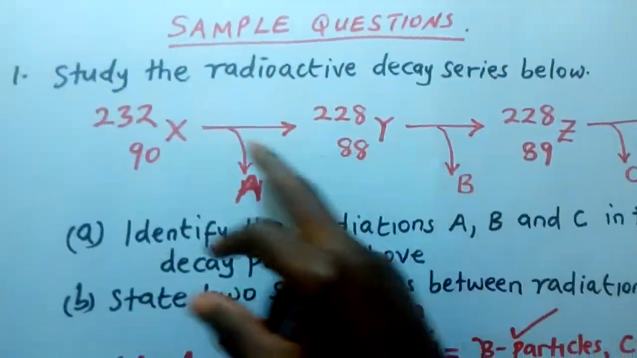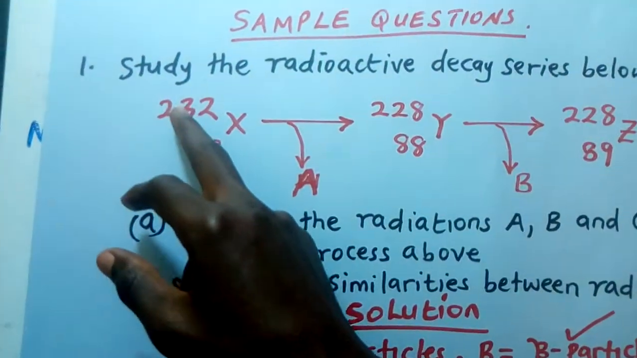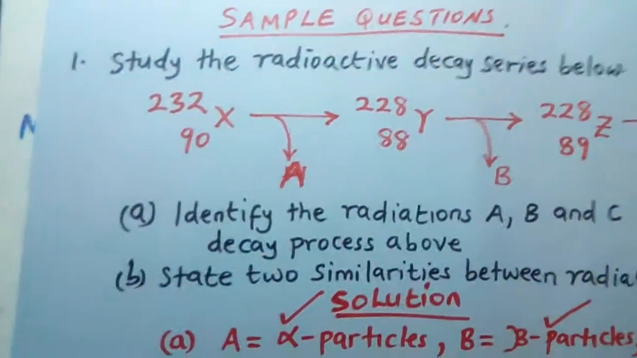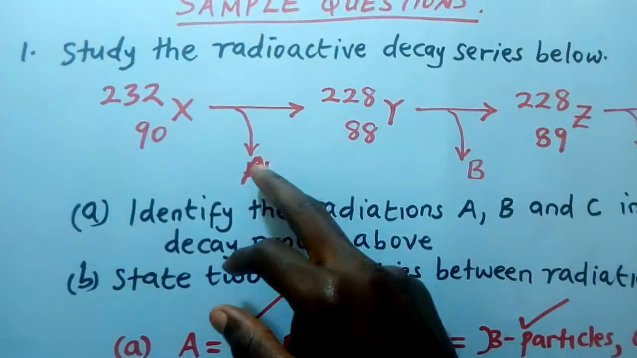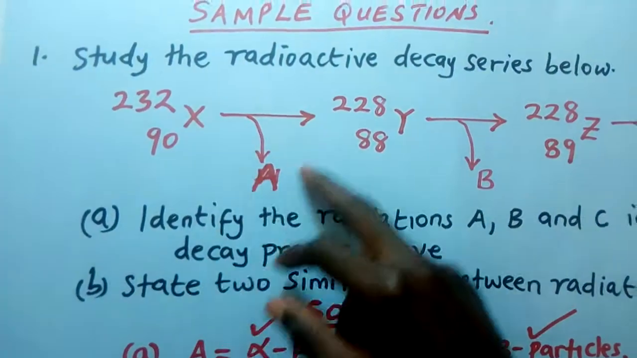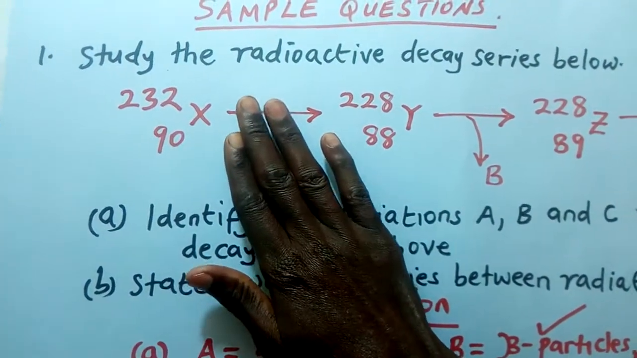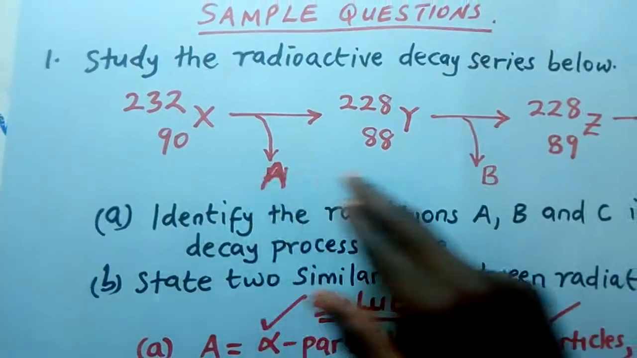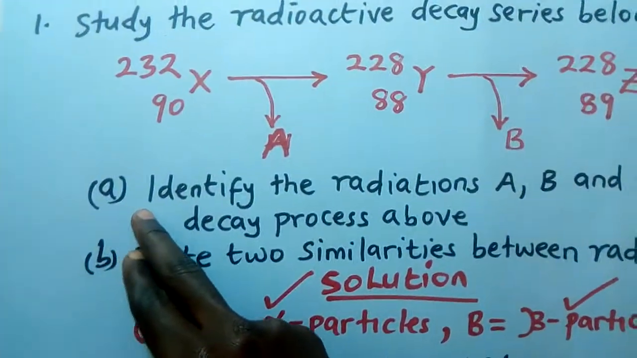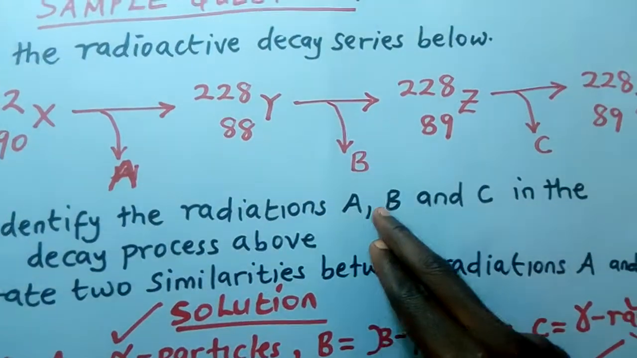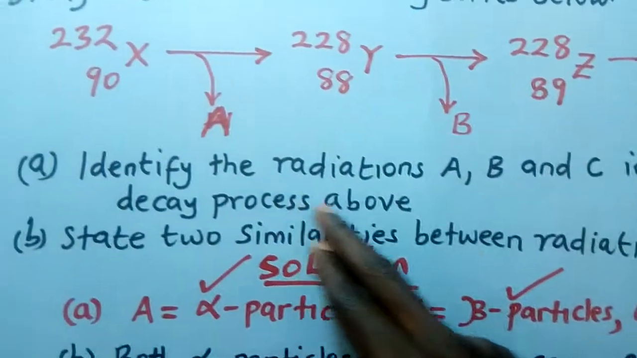I want you to simply look at the mass numbers and the atomic what? So you look at the parent, the daughter, the parent, the daughter. So we are supposed to look at that equation. So here there is a ray which is produced. You are yet to tell us whether it is alpha, beta, or gamma. So this ray is A, this ray is B, this ray is what? C. So we are supposed to identify the radiations A, B, and C in the decay process above.